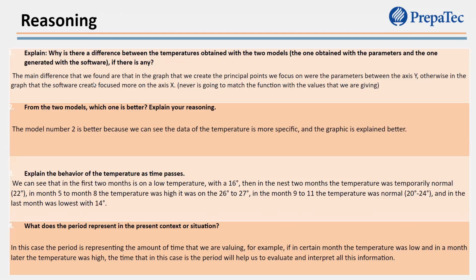Well, explaining why there is a difference between the temperatures obtained with the two models: the main difference that we found is that in the graph that we created, the principal points we focused on were the parameters on the Y axis, whereas the graph that the software created focused more on the X axis. An important fact is that the function is never going to match the values that we are given.